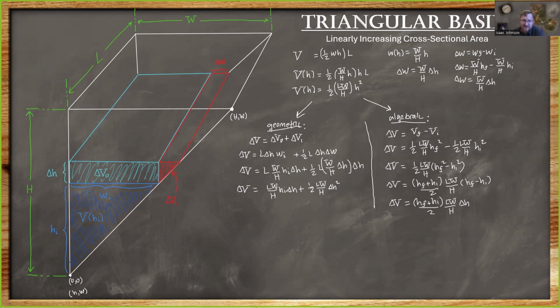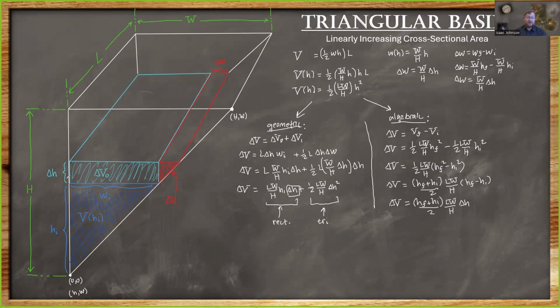So in this case, we know through geometry that the rectangular bit varies with delta H linearly. So if you increase delta H, that rectangular chunk just gets bigger in volume at a linear rate. Whereas the triangular bit gets bigger with delta H squared.